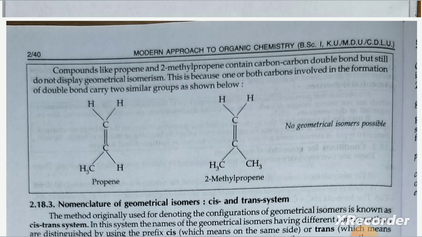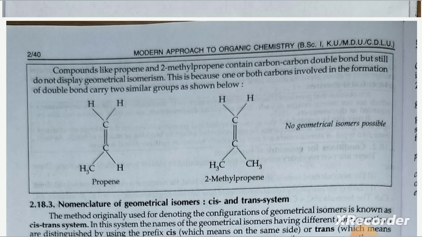Compounds like propene and 2-methylpropene contain a carbon-carbon double bond but still do not display geometrical isomerism. This is because one or both carbons involved in the formation of the double bond carry two similar groups, as shown below, propene and 2-methylpropene. No geometrical isomers are possible.